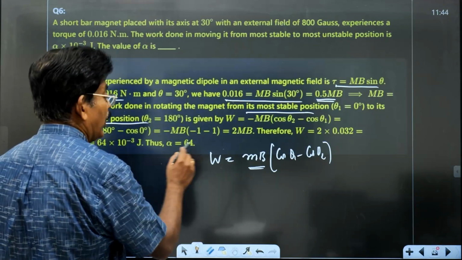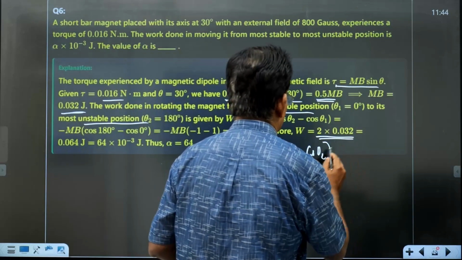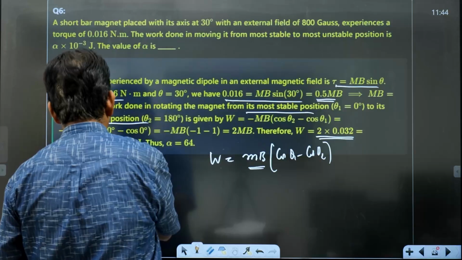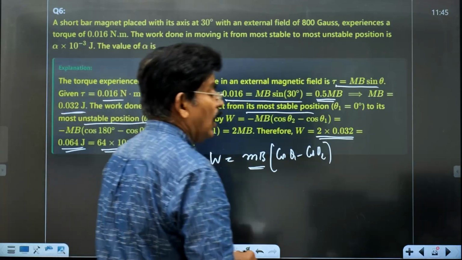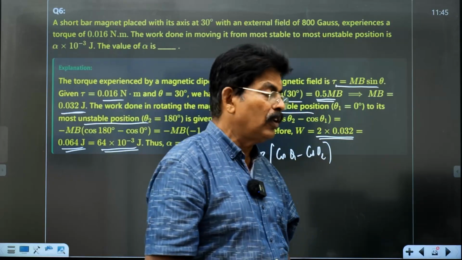60.064 is the value of mB. So it will be 2 into 0.032. That is coming to be 0.064, which is 64 into 10 to the power of minus 3 joules. Your question is alpha into 10 to the power of minus 3 joules. So 64 is coming in place of alpha.